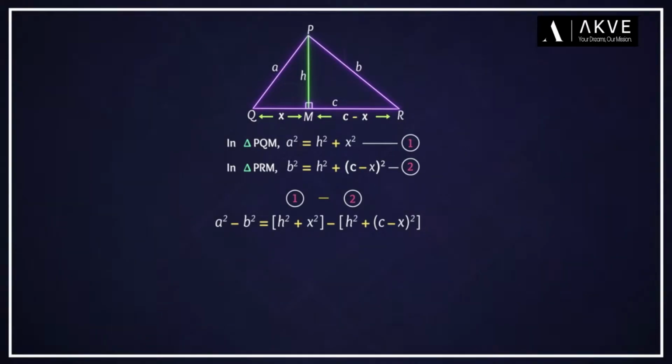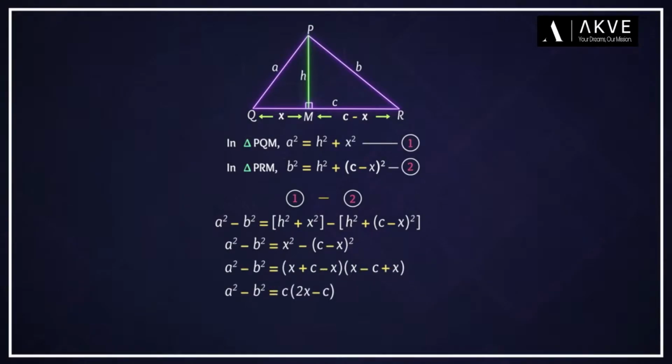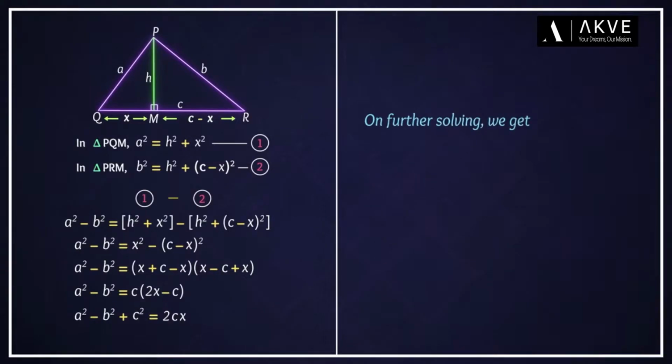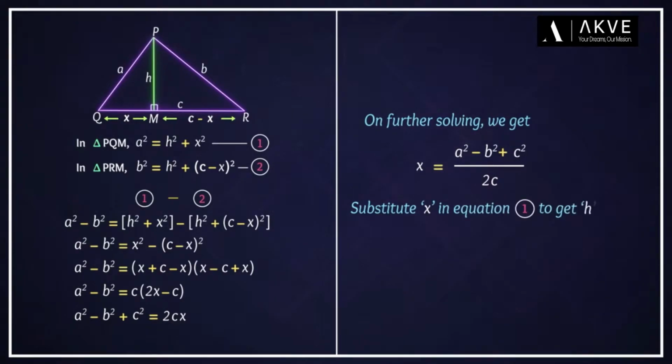On solving brackets, we get a squared minus b squared is equal to x squared minus (c minus x) whole squared. On further solving, we get a squared minus b squared is equal to 2cx minus c squared. Now, on taking c squared to the left hand side, the equation becomes a squared minus b squared plus c squared is equal to 2cx. Now, on further solving, we get x is equal to (a squared minus b squared plus c squared) whole divided by 2c.